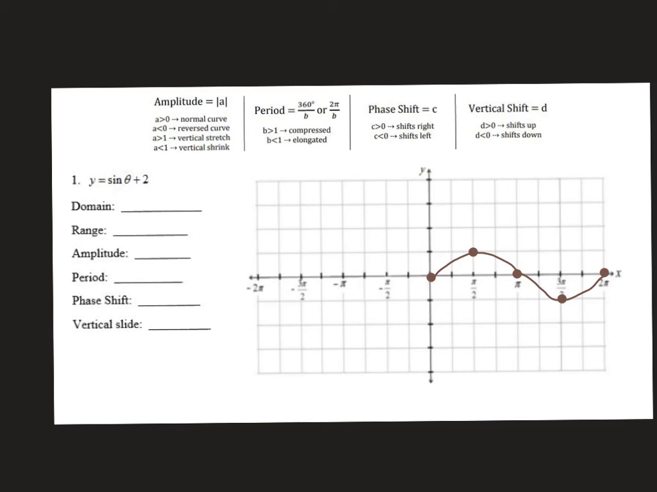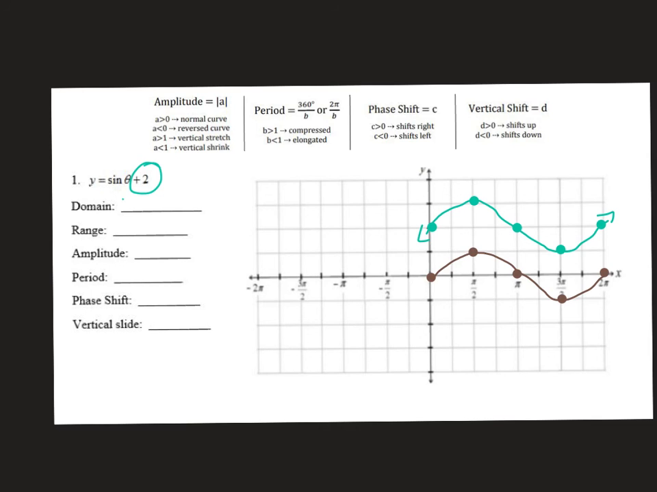Now we're going to shift everything up by 2 units because we have this nice little plus 2. So our sine of 0 is 0 plus 2 gives me 2. This 1 becomes a 3. This 0 becomes a 2. That minus 1 becomes a positive 1. And then we have another 0 there. Connect our dots. Put our arrows on the end.